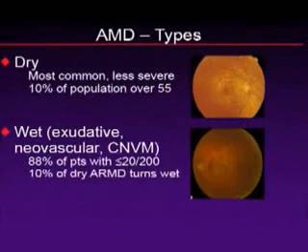As we all know, there's two types of macular degeneration. There's a dry form, which is the more common, less severe form, and this affects about 10% of the population over 55. And then there's the wet form of macular degeneration, and this is what causes the majority of blindness. It is responsible for about 88% of those with legally blind vision. And historically, we know that about 10% of dry turns wet per year.